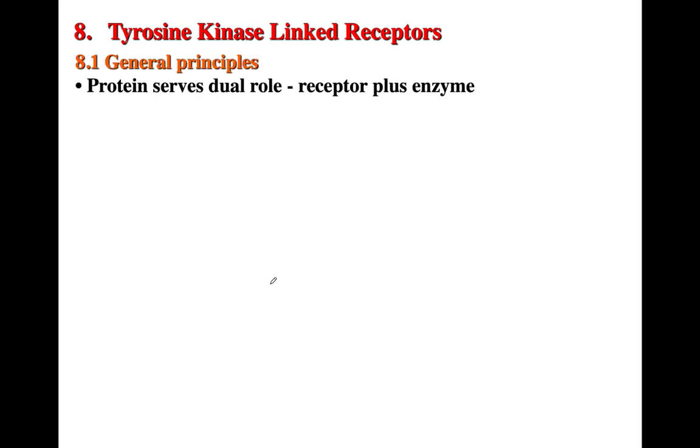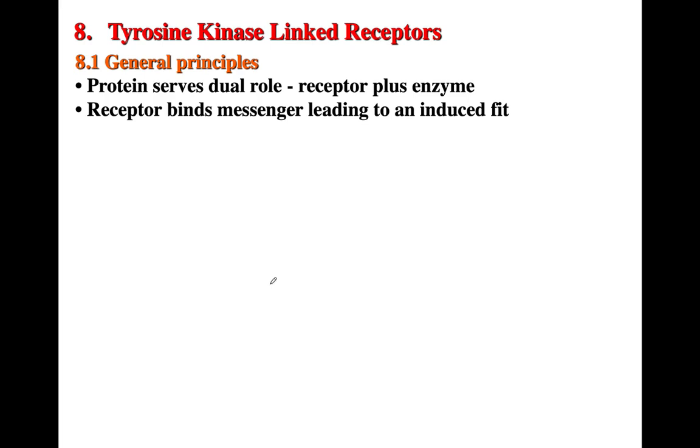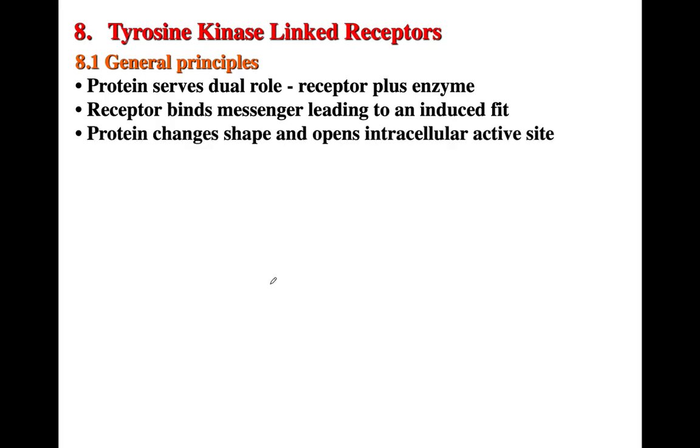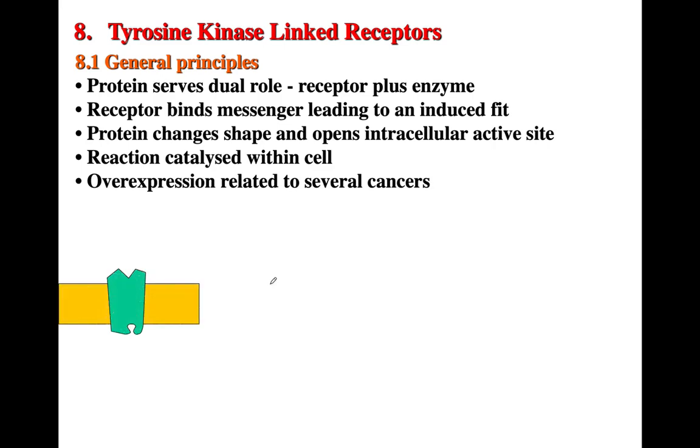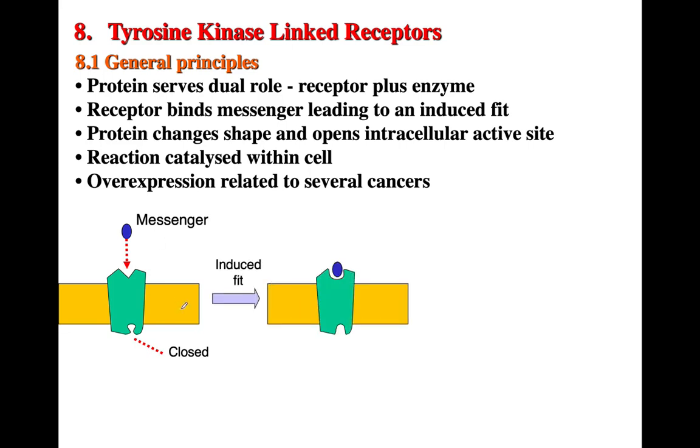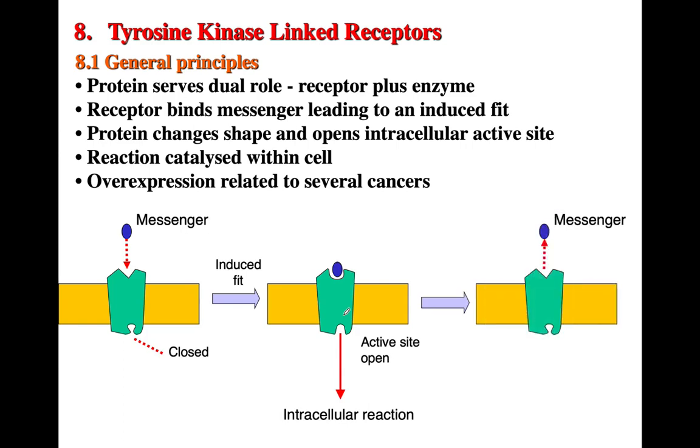Okay, so the protein serves the dual roles of a receptor and an enzyme at the same time. The receptor is going to bind to its messenger, leading to the induced fit. The protein changes shape again, opens the intracellular active site, and then the reaction is going to be catalyzed within the cells. Similar to what we've seen before, the messenger binds, causing opening of the site inside of the cell, which is going to lead to intracellular reactions. And we will cover those intracellular reactions in the next lecture. Once the messenger leaves, the site is closed.